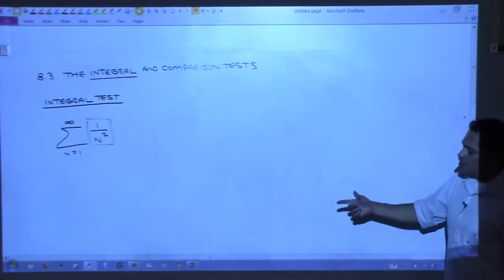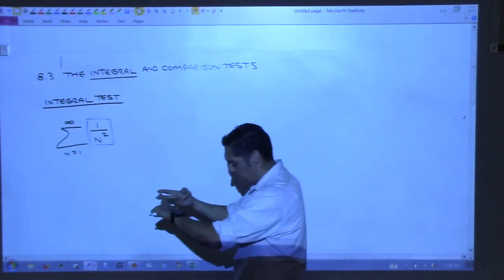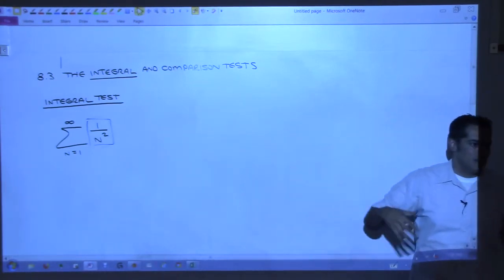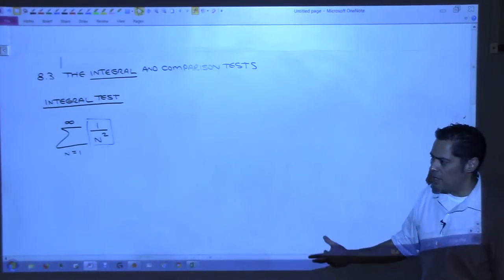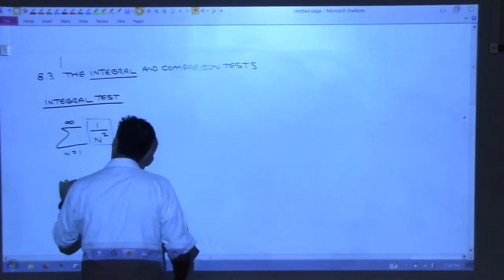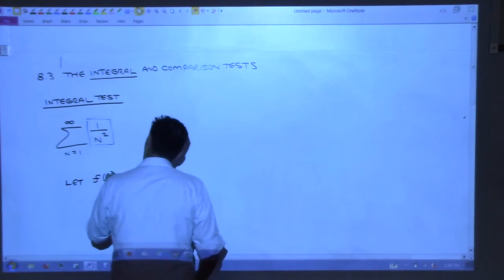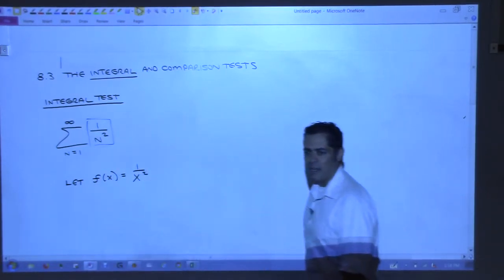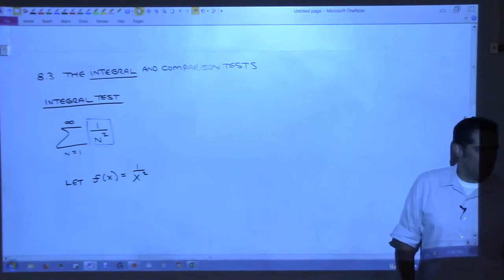All right, so we look at this. Nth term test failed. It's not geometric. It's not harmonic. Telescopic. They're all out the window, right? So the only other hope I have at this point is an integral test. So I'm going to let f of x be equal to 1 over x squared. Let's start talking about the first thing on the list.